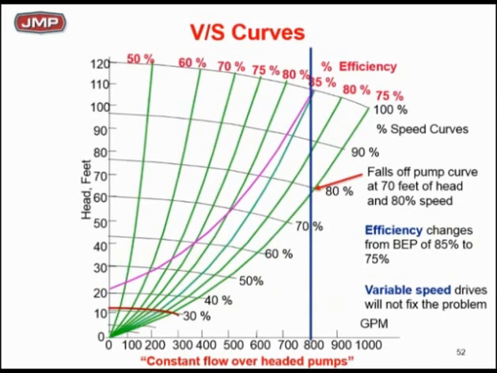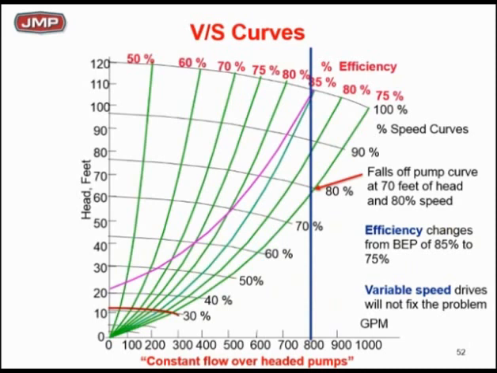You cannot fix an overheaded pump with a variable speed drive and get full flow and hold on to what you had. And it's going to vary by pump curves, but let's just give you an example. In this case, you told me the head was 110 feet, 800 GPM.